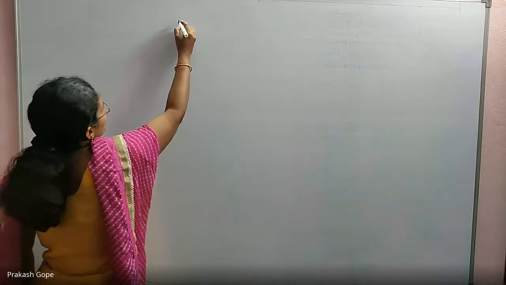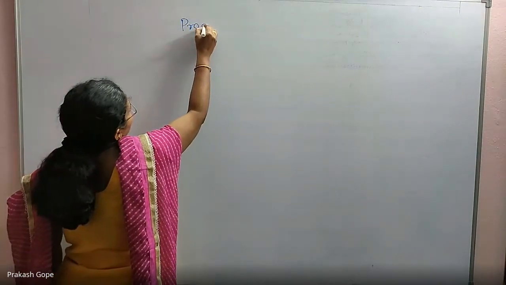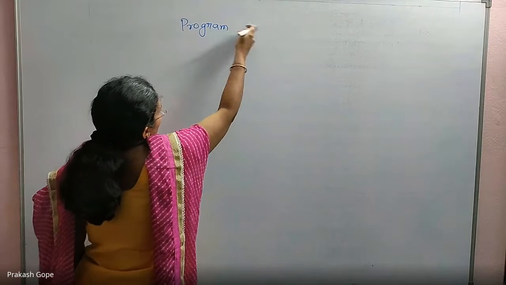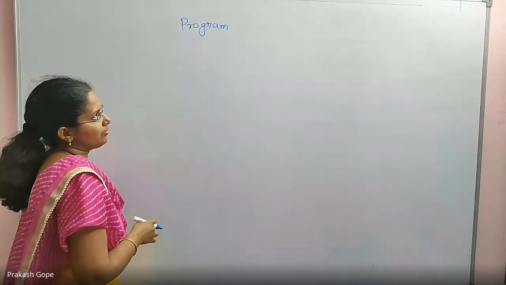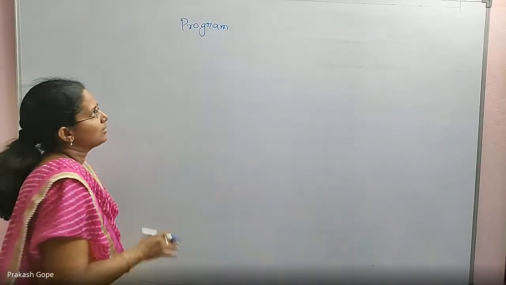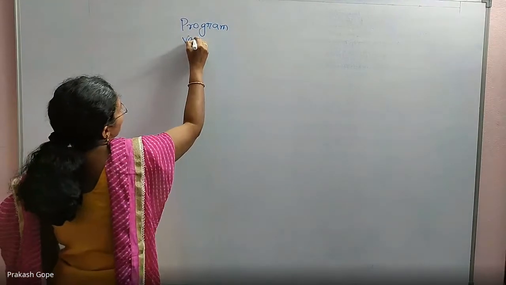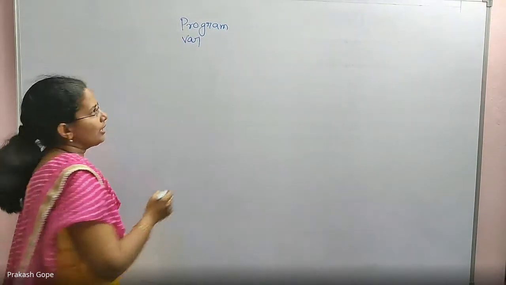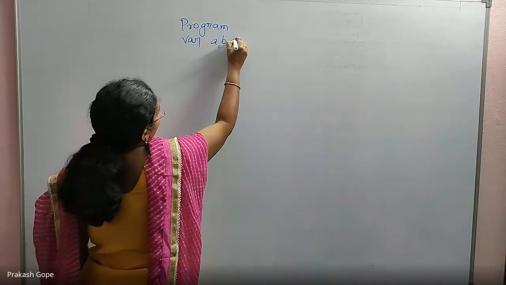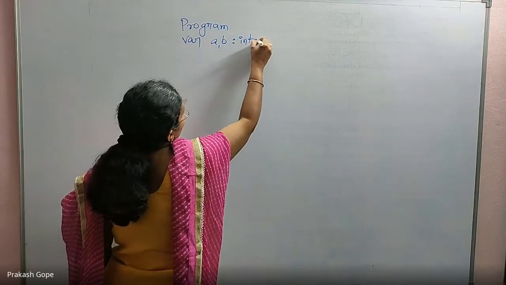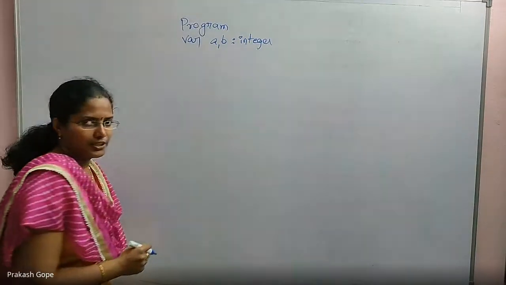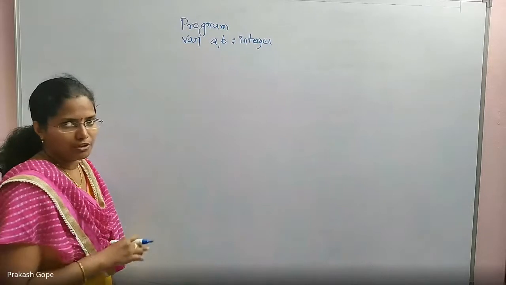Okay, Pascal code generally starts like this: program. You can give a name, sometimes they don't even give a name because it is like pseudocode. If there are any variables, we will declare variables by using the var keyword: a, b variables which are integers. So this is the declaration. So variables are declared for the program.